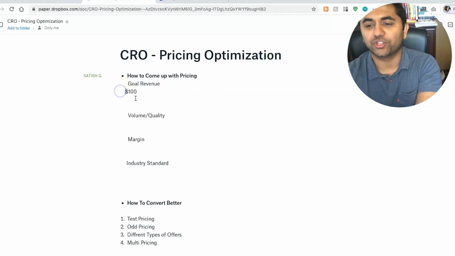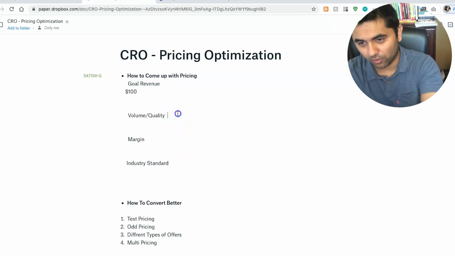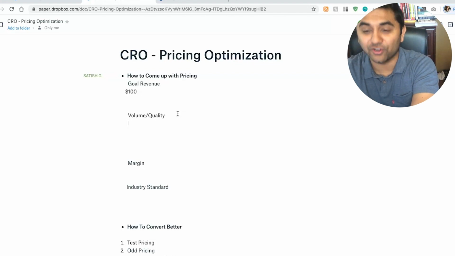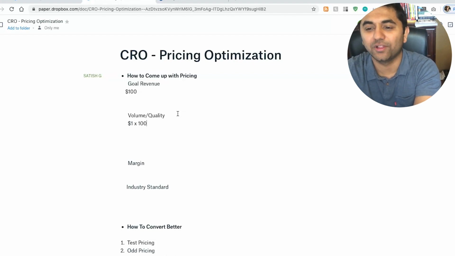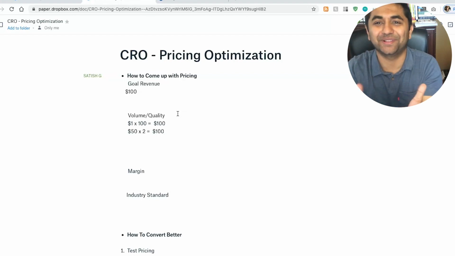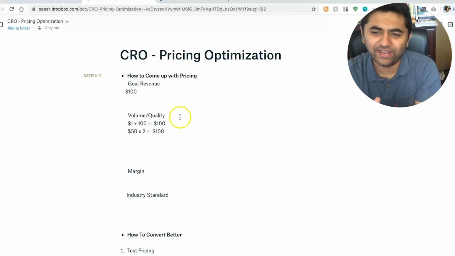Now, so there are 2 ways you can reach this goal. Well, more than 2 ways. So you can sell it for $1 to 100 people and make $100. You can, right? Or you can sell it for $50 to 2 people and make $100. Simple as that, right? So now, why does this matter?